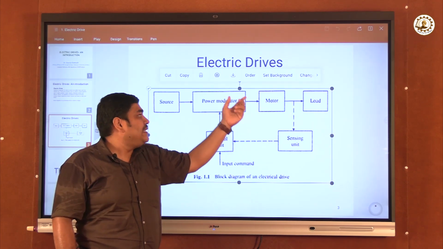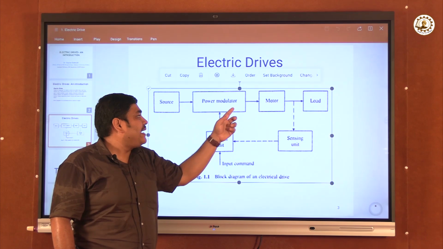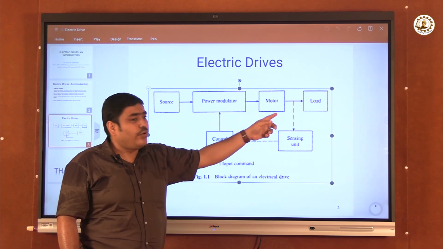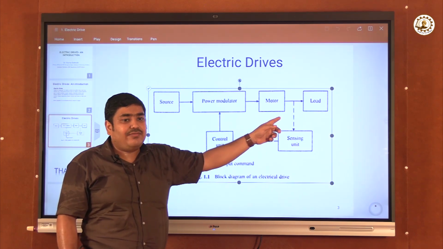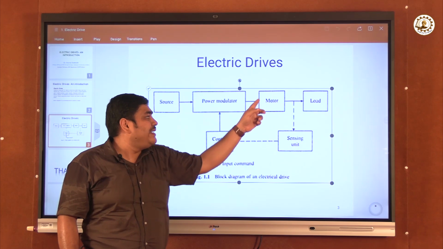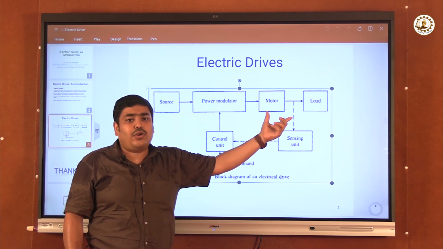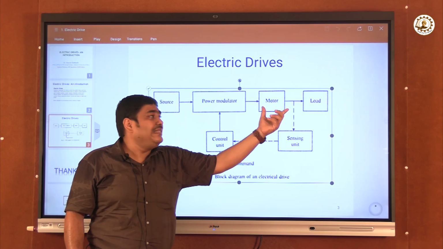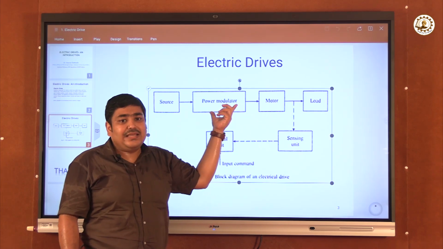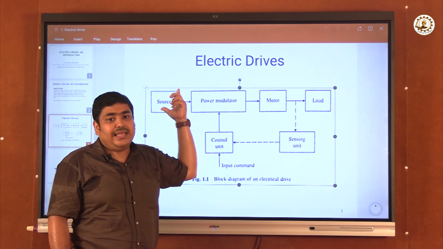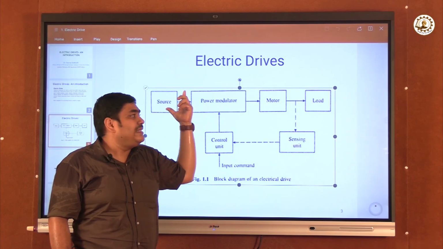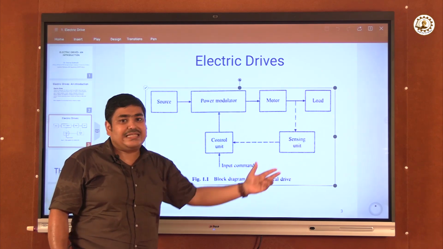Not only this, the power modulator provides all kinds of protection for the motor. If there is any speed reversal, any huge power requirement of the motor, or any short circuit, then the power modulator simply cuts out the supply, and hence it saves the whole system.